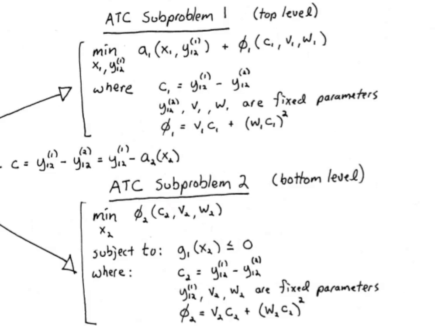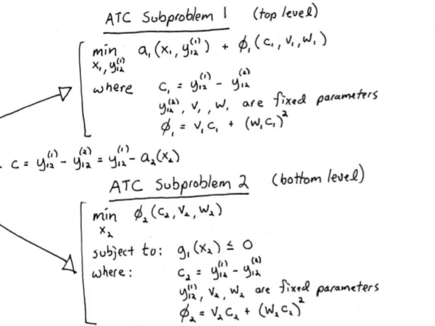Phi1 is the augmented Lagrangian penalty function that has a linear term in addition to the quadratic term. V1 is the linear penalty weight, and W1 is the quadratic penalty weight. During the course of solving subproblem 1, V1 and W1 are held fixed. During the ATC coordination process, each subproblem will be solved multiple times, and in between subproblem solutions, the penalty weight values are updated. In a few moments, we will go through the details of the coordination algorithm.